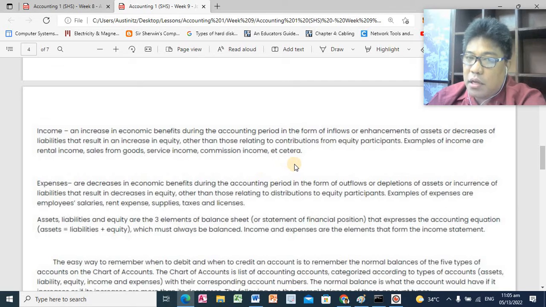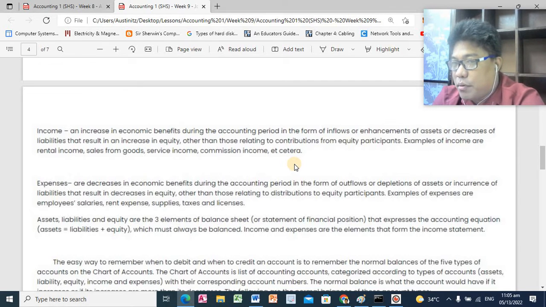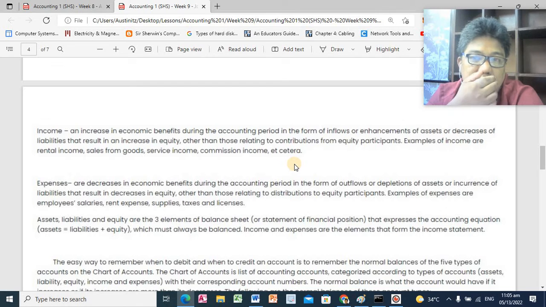Then the fourth element, we have income. Income is an increase in economic benefits during the accounting period in the form of inflows or enhancements of assets or decreases of liabilities that result in an increase in equity, other than those relating to contributions from equity participants. Examples of income are rental income, sales from goods, service income, commission income, etc. These are the earnings of the business.